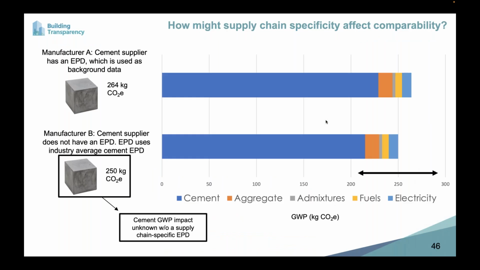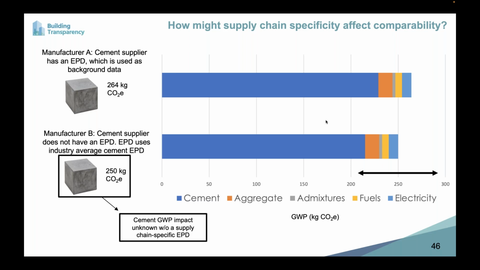Just one little analysis on this. I know I'm probably running over time, so I'll try to be quick, but an example of why supply chain specificity matters in these requirements is this. Think about a concrete EPD manufacturer who's using a cement supplier that has an EPD, so you're using supply chain specific information around the carbon content of the cement going into your concrete mix. Their number is going to be more accurate because they're using specific data. That cement supplier's number might be higher than the average emissions factor that's in the EPD or is allowed to be used in the EPD today.